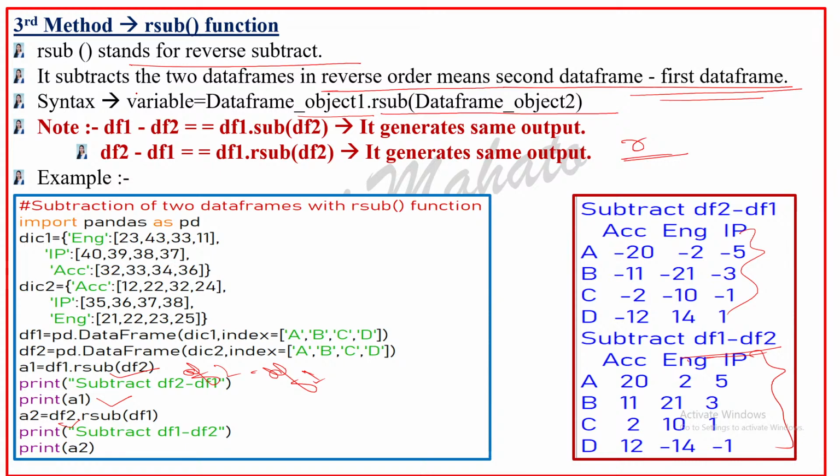Now look at the note section: df1 minus df2 equals df1 dot sub df2. Both will generate the same output. And if you use df2 minus df1 or df1 dot rsub df2, reverse subtract, then df2 minus df1 will generate. So these two will generate the same result.